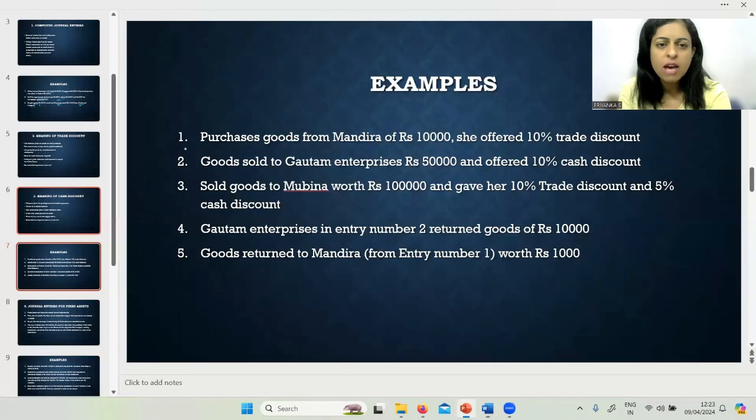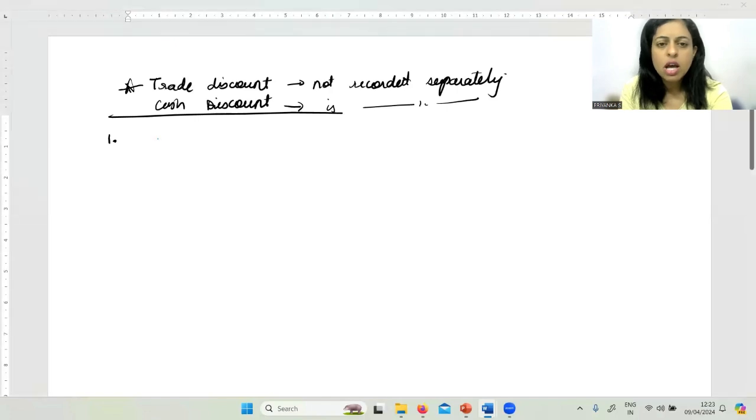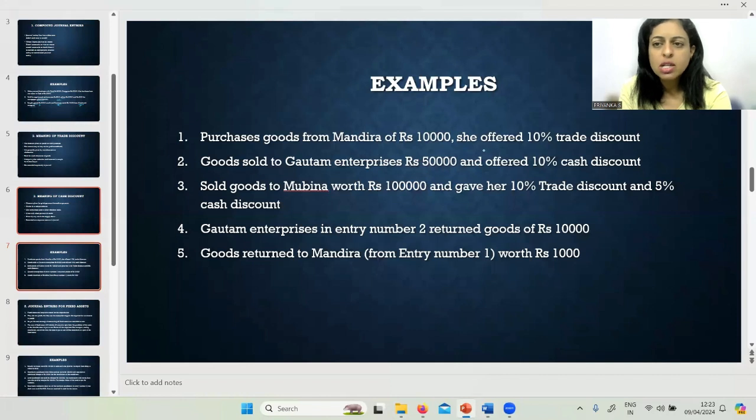The first example that we have here is purchased goods from Mandira 10,000 and she offered 10% trade discount. Now two accounts here are Mandira's account and purchases account. There is nothing like cash or check because there is nothing mentioned as paid to Mandira. Since Mandira's name is written, we assume that it is going to be on credit, right? She has offered 10% trade discount. 10,000 is the value of the transaction.